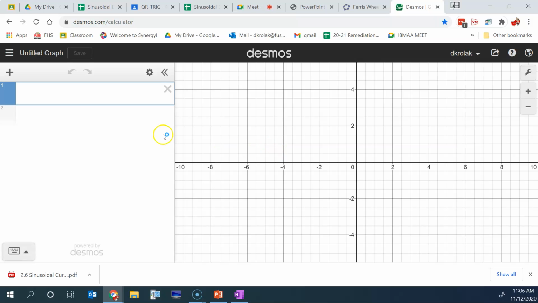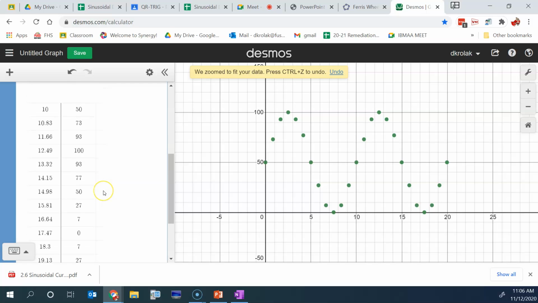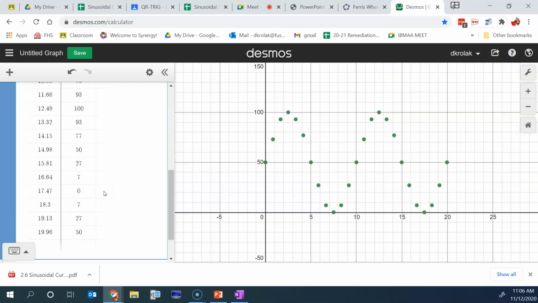And the cool thing is all you got to do is click right here and go Control V. And there's all that data. Okay, so let's do that first. Make sure everyone's got it typed in. Okay, so I'll come around and check. If you need help, let me know.